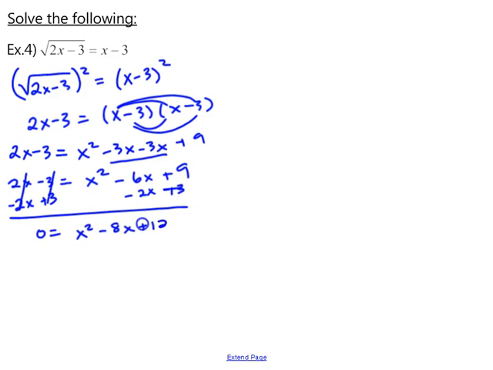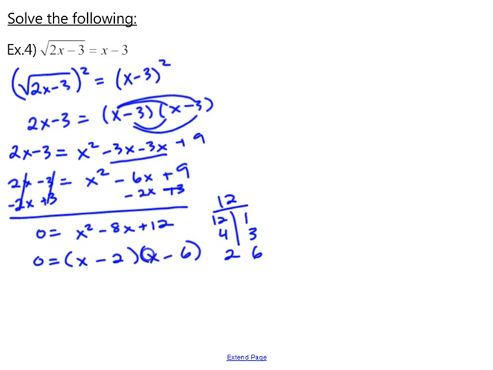plus 12. Now in order to solve for x, we're going to need to factor this right side or use the quadratic formula. This is factorable, so let's go ahead and factor. If we find the multiples of 12, it's 12 and 1, 4 and 3, 2 and 6. We want the multiples that are going to add up to 8, so we get x minus 2 and x minus 6. Negative 2 times negative 6 equals positive 12. Negative 2 plus negative 6 equals negative 8.